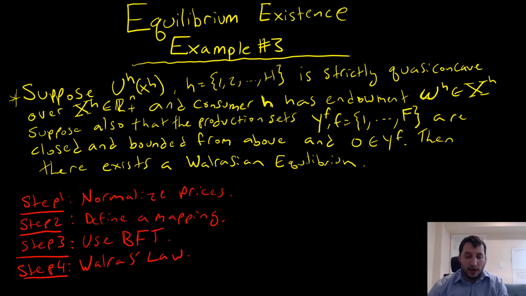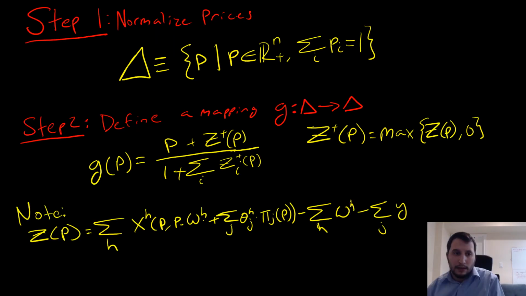Suppose also that our production sets, denoted by Y_f, where f goes from 1 to capital F, are closed and bounded from above, and that 0 is within our production sets. Then there exists a Walrasian equilibrium. The way that we prove this is that we're going to follow really the same steps. Our first step is that we're going to normalize our prices. Step number 2 is that we're going to define a mapping. Then we're going to use Brouwer's fixed point theorem, and then we're going to use Walras's law to bring everything together.